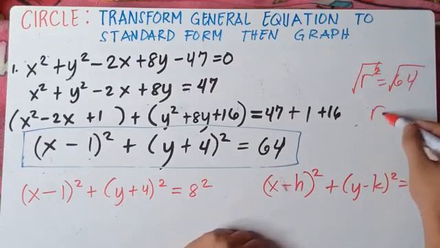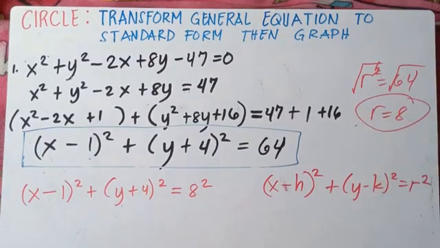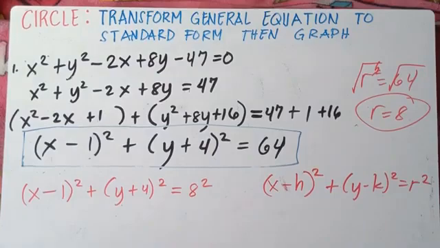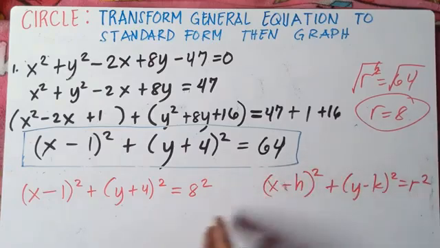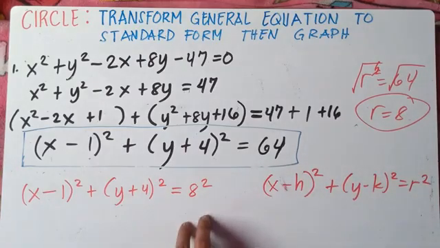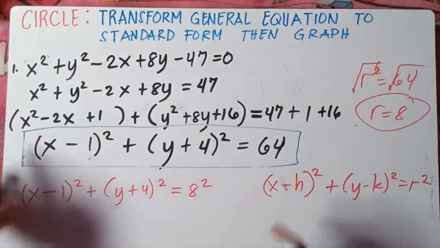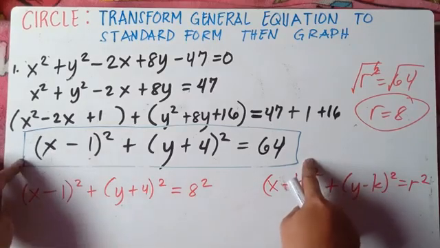The square root of 64, that is 8. So simple as that. If you want to know the radius, get the square root of this last part. Square root of 64, that's 8. So that's your radius. Same with this one. But if the teacher will ask you what is the equation, this will be your answer.